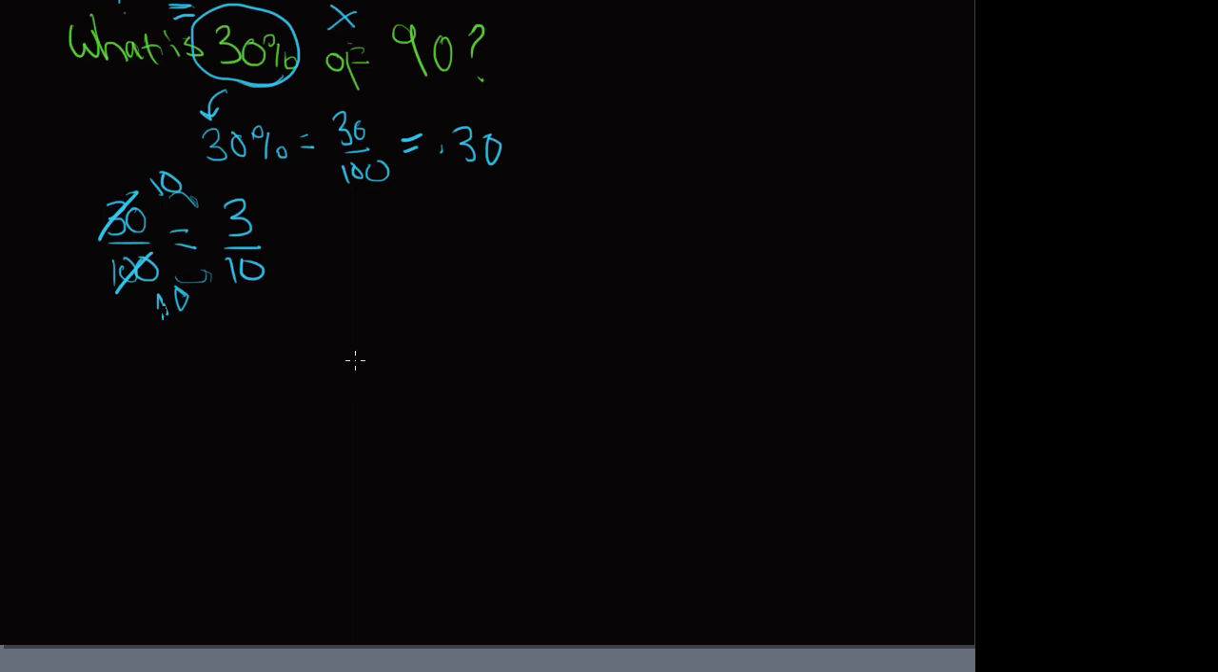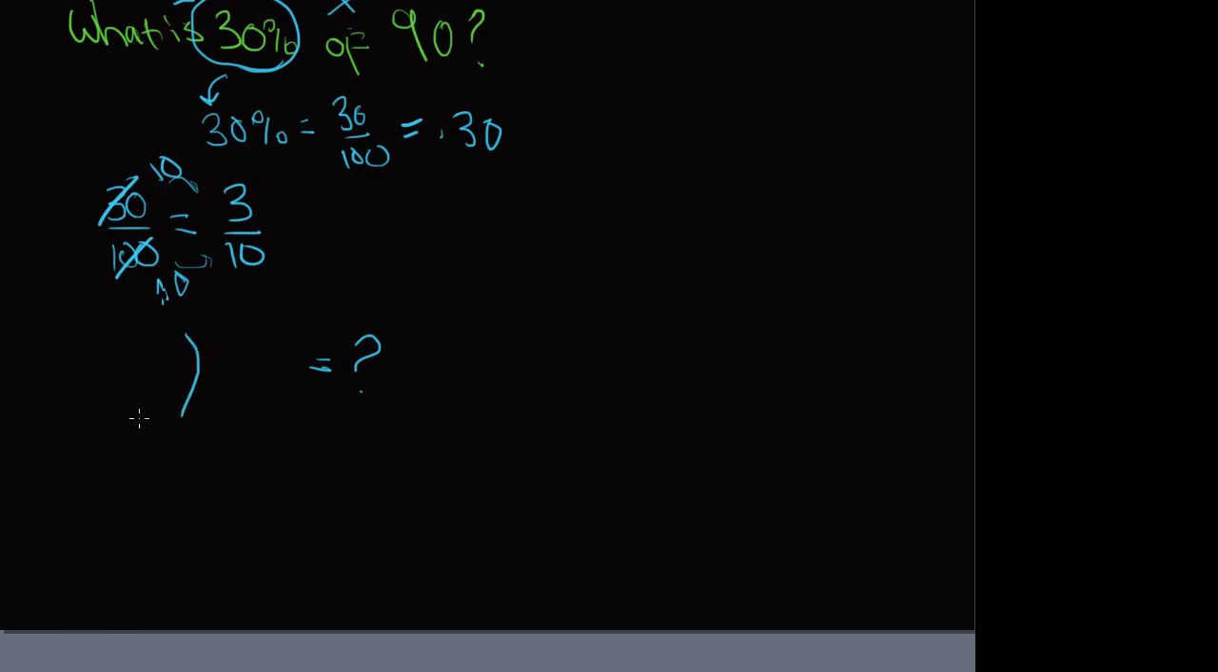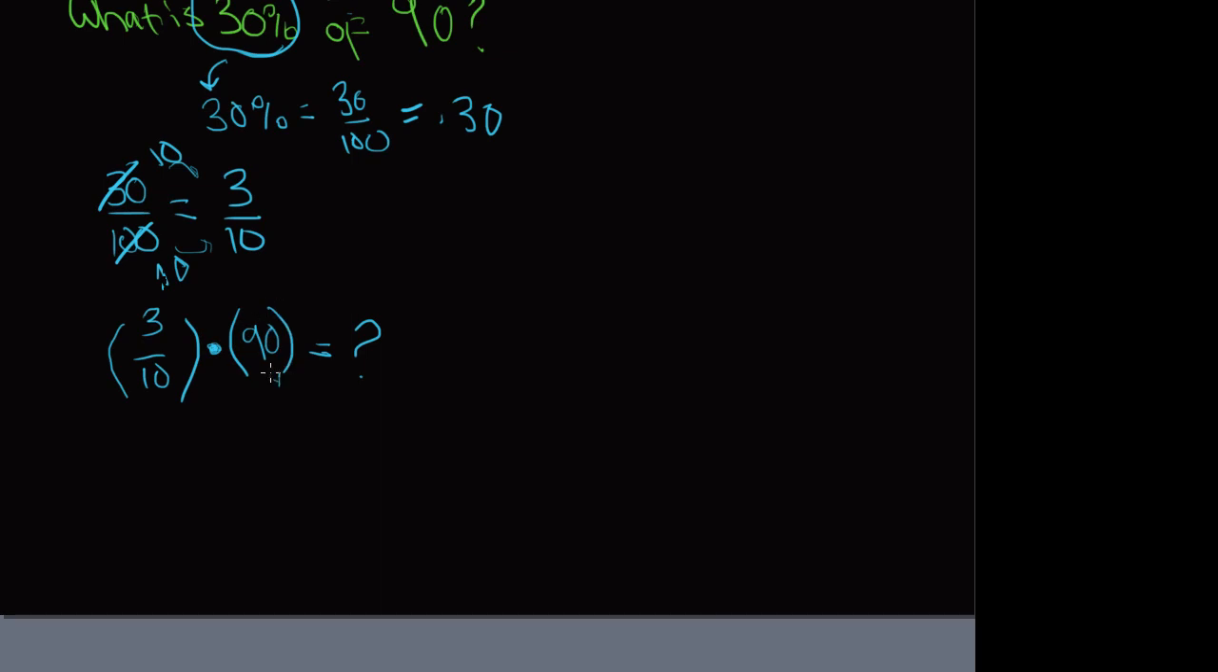So it becomes: what is 30% of 90? Well, this is really 90 over 1. And 90 divided by 10 leaves 1 there, and a 9 here. 9 times 3 is 27. So 27 is 30% of 90.